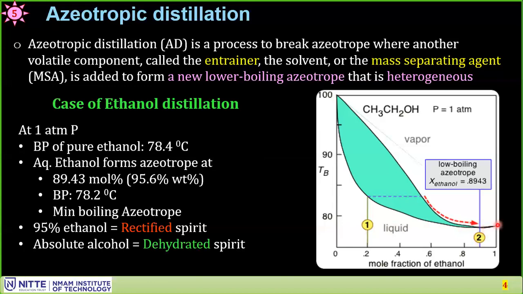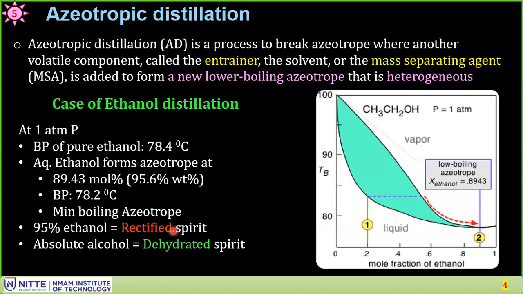If you try to further boil it, it is the reverse here. You will have liquid having more volatile component than the vapor. So purification, you cannot go further. So the distillation procedure ends here. Normal distillation procedure ends here. So the ethanol that you have got will have this particular composition, 95.6 by weight or 89.4 mole percent. We call it 95% ethanol. This one is called rectified spirit.